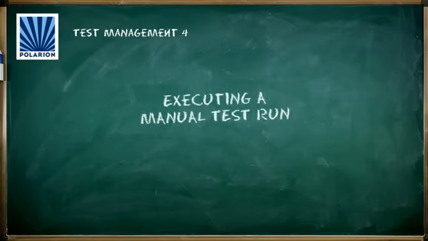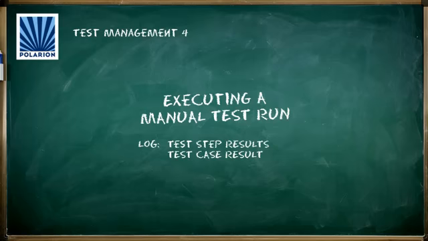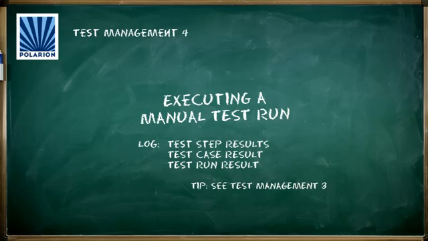In this fourth video in our basic series on Polarion test management, we'll look at how to execute a manual test run, logging the results of test steps, results of test cases, and results of the test run. If you haven't seen part 3 on test runs, you might want to have a look at that before going on with this one.